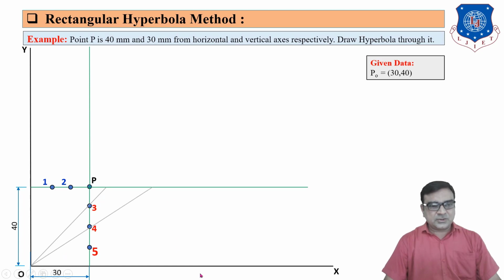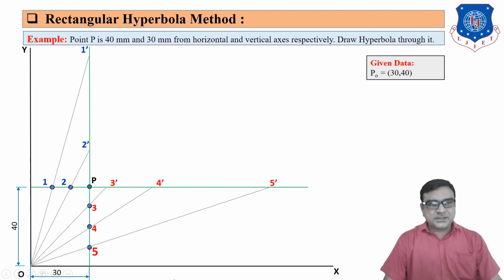From origin, draw the line through 4, from origin passing through 5, 2 and 1. These lines all intersect the horizontal and vertical lines. They are denoted by 1 dash, 2 dash, 3 dash, 4 dash, 5 dash.